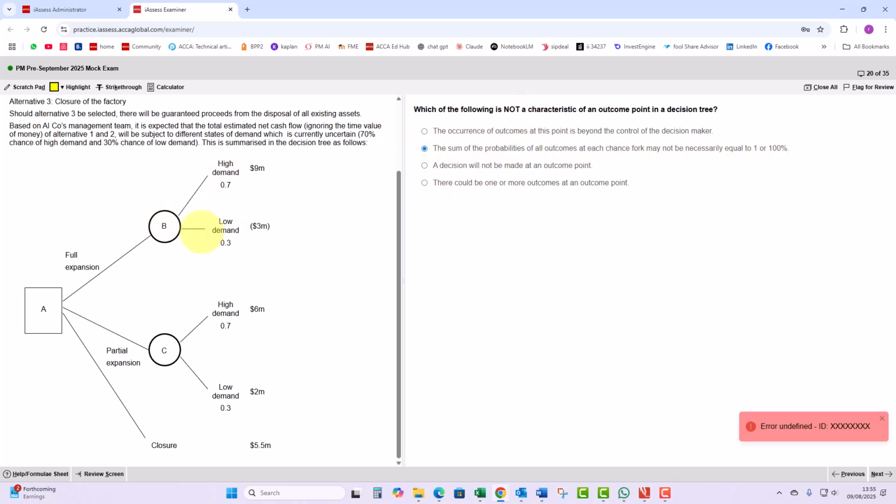Everything that feeds into a decision point, i.e. the fork, has to total 1 in terms of its probability or 100%. A decision will not be made at an outcome point. That's true. Decisions are made at a decision point. There could be one or more outcomes at an outcome point. No, each outcome is as a result of a decision, and we cannot have a second outcome at the same point. So the correct answer is just that one.